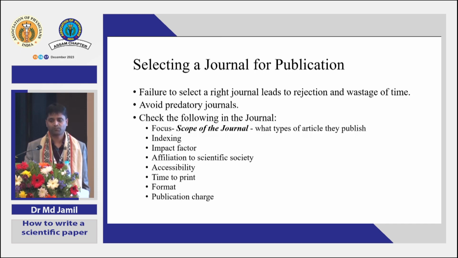The scope of the journal. Some journals accept articles in a particular field only, so we should avoid sending unnecessary articles to that particular journal. We see the indexing of the journal, the impact factor, affiliation of the journal to a scientific society, then the accessibility, whether it is open access or we have to pay to get the full articles. Then time to print. Sometimes we send an article to a journal, it gets accepted, but it takes time. Maybe it takes 2 years, 3 years to get published. Then the format of the journal to which we have to send the articles, then the publication charge. Now many journals charge money to get your article published.